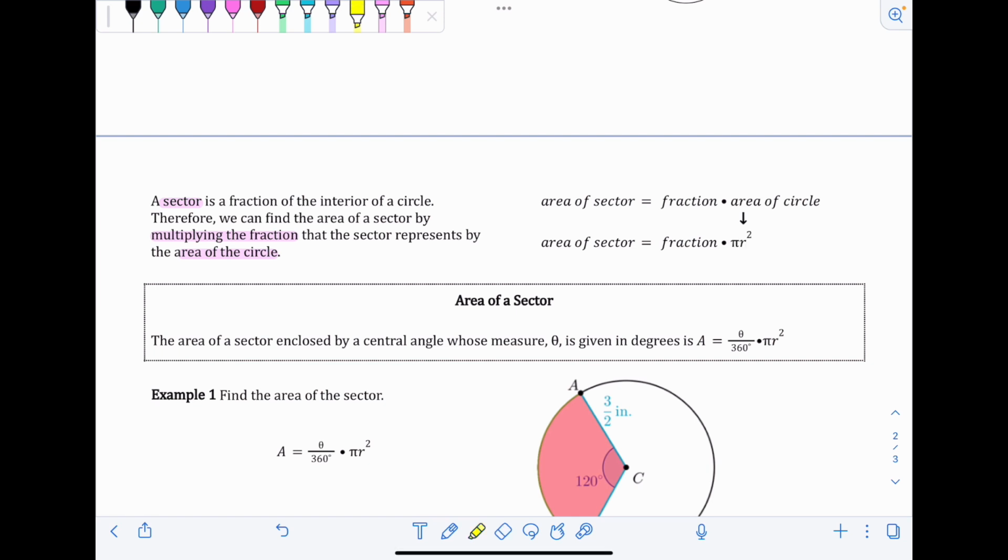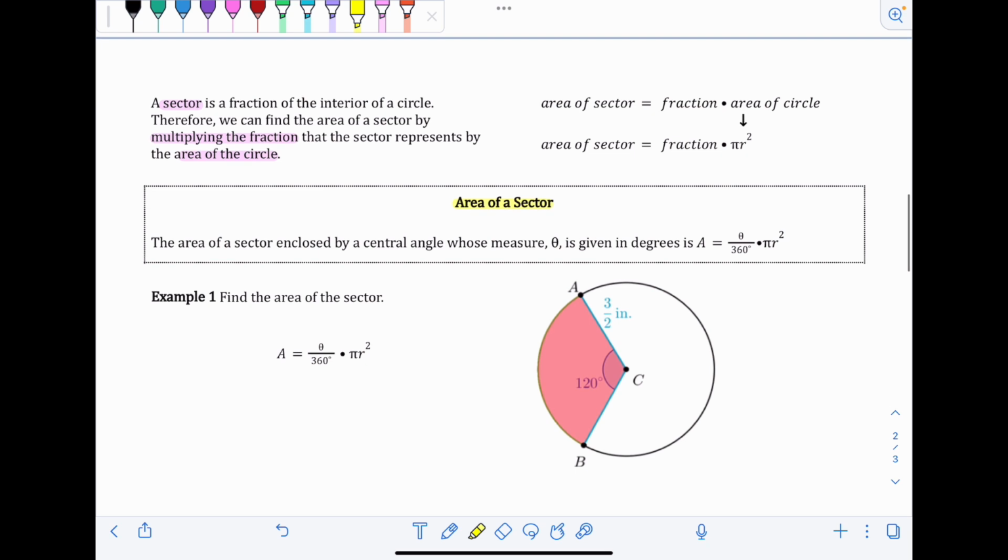And then that leads us into our more formal definition. So area of a sector. The area of a sector enclosed by a central angle whose measure theta is given in degrees is area equals theta over 360 degrees times pi r squared. So this symbol right here is a Greek letter that we use to represent angles. Typically, it's called theta. And so when our central angle theta is given in degrees, we can use this formula to find the area of a sector. So it's the central angle over 360 times pi r squared.